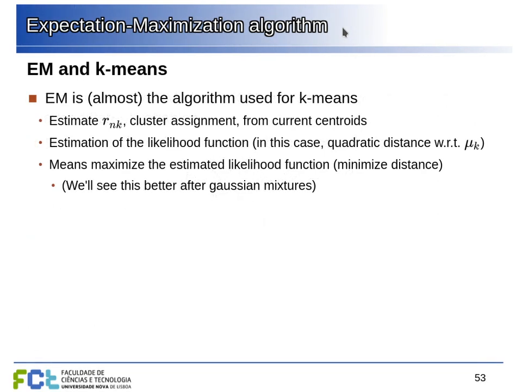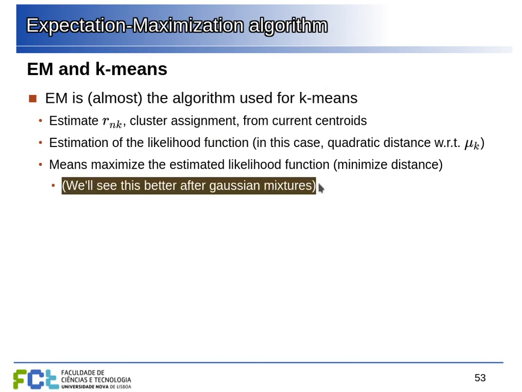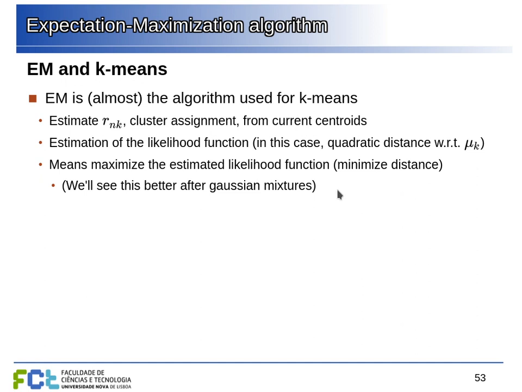Later we're going to see this with Gaussian mixture models, which are probabilistic clustering methods, a probabilistic clustering algorithm. And so in this case, we will see exactly an implementation of expectation maximization, because then we will explicitly deal with those probabilities.